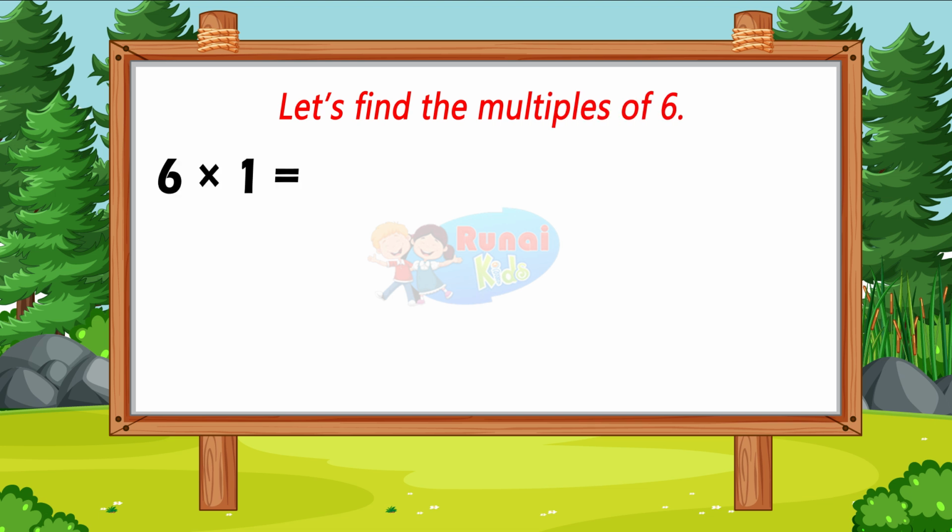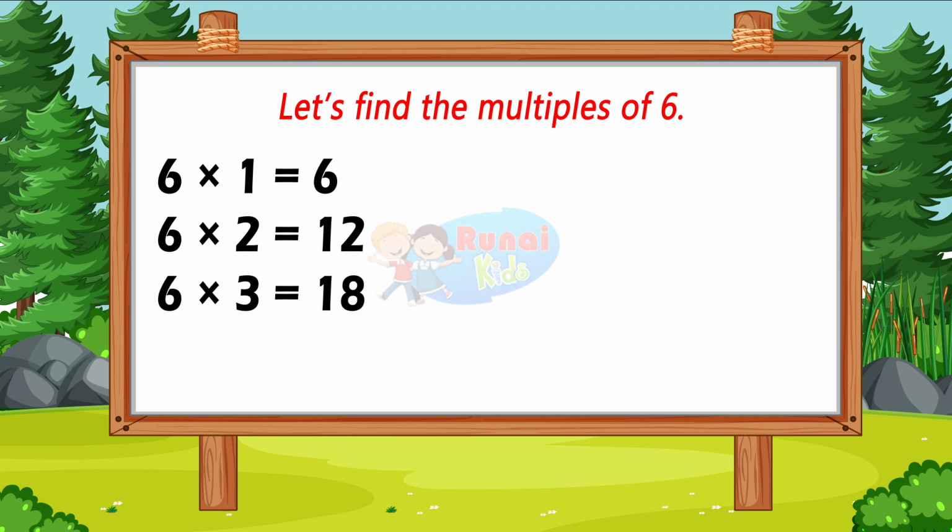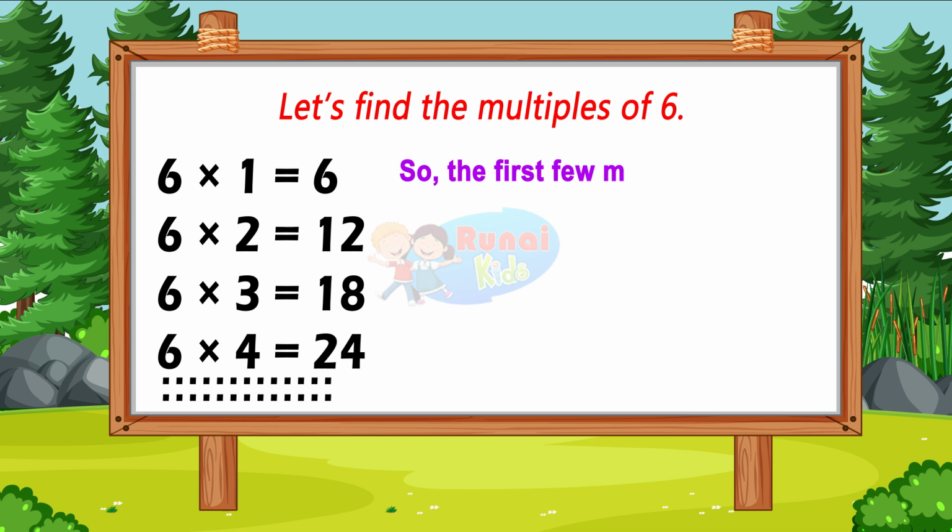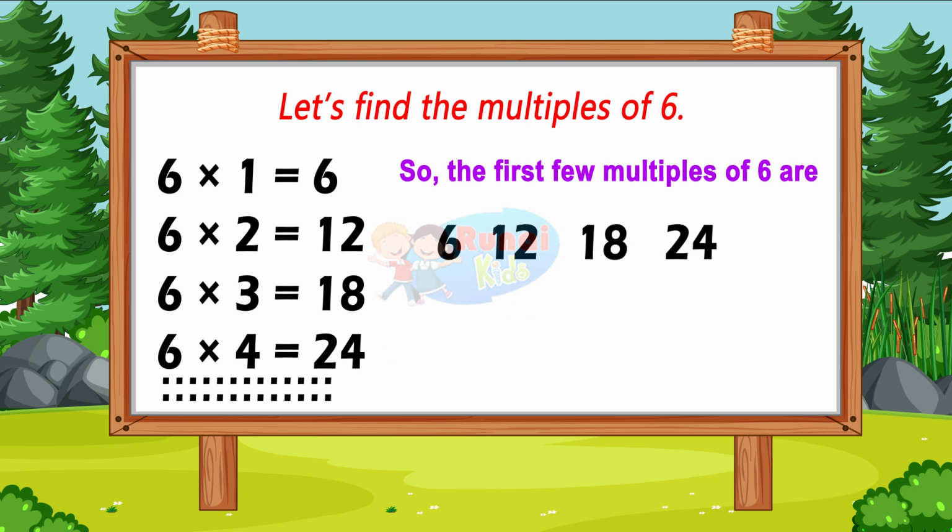6 into 1 equals 6. 6 into 2 equals 12. 6 into 3 equals 18. 6 into 4 equals 24 and so on. So the first few multiples of 6 are 6, 12, 18, 24 and so on.